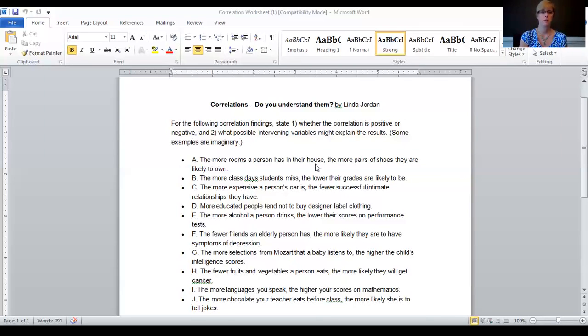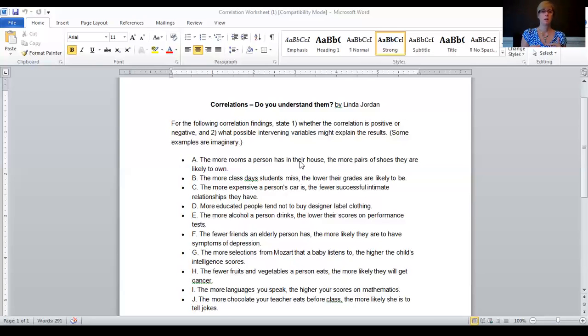Let's do the first one together. It says the more rooms a person has in their house, I'm going to get my mouse up here. Okay. The more rooms you have in your house, look at my hands over here, the more pairs of shoes you are likely to own. So what I see here is variables moving in the same direction. So that means we call it positive.